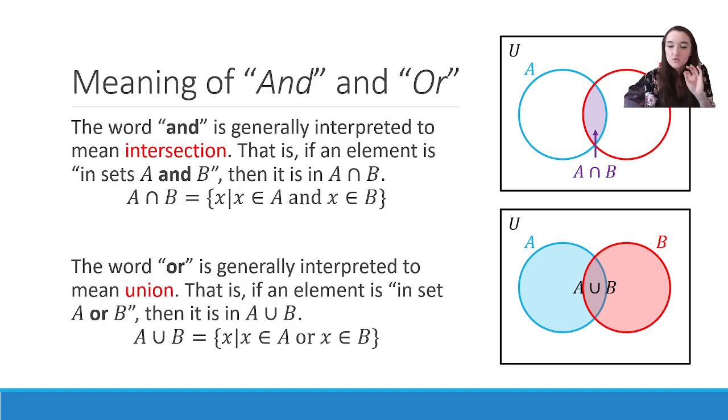But the flip side of that is the word or is generally interpreted to mean a union. That is, if an element is in set A or set B, then it is in the union of A and B. So A union B is the set of all x such that x is in A or x is in B. Now, we will get into, when we talk about logic, the difference between what is called the exclusive and the inclusive or. In this case, essentially, if you're wondering, we are including things that are within both. So their intersection, that's in A, B, or both, we include that, we just aren't saying it.